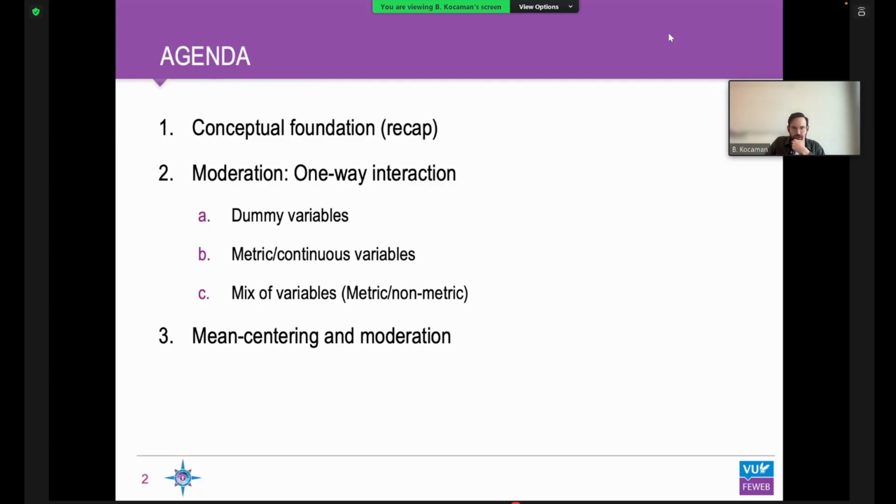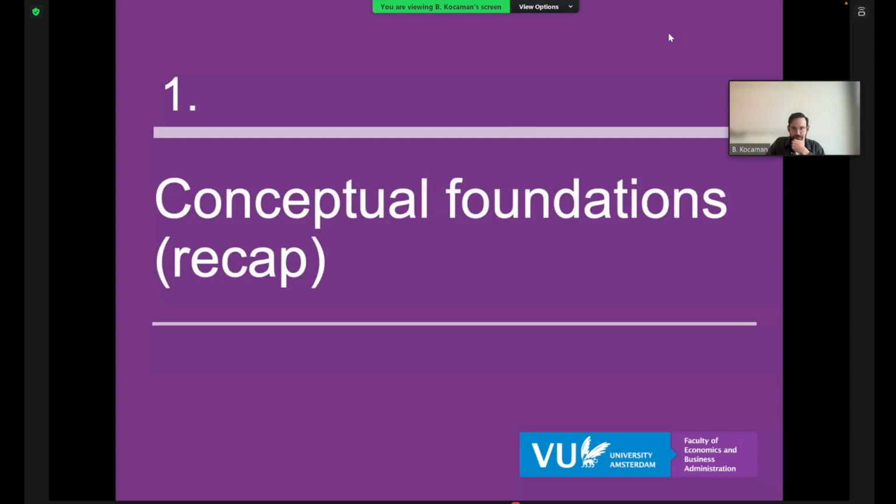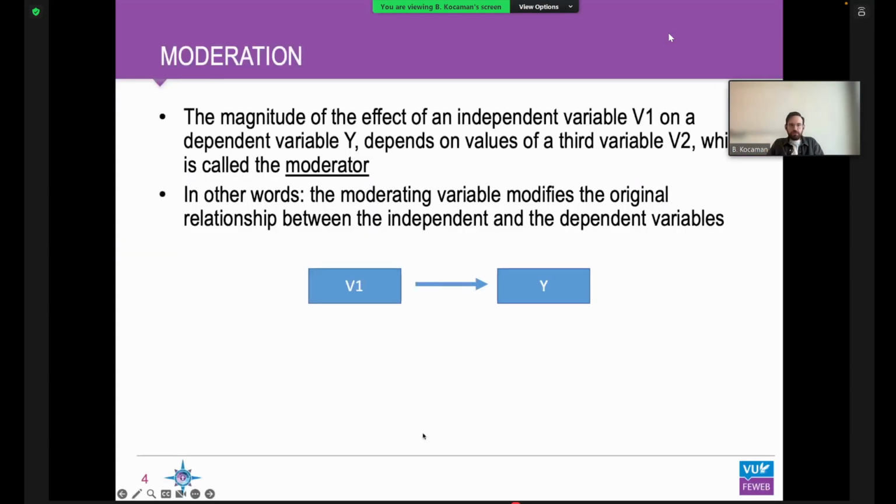Okay, so let's move on with the conceptual foundations. First, moderation.